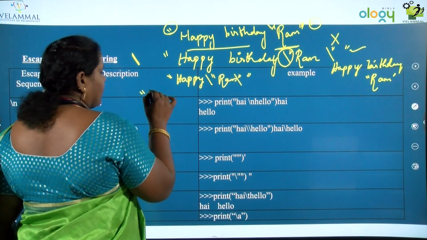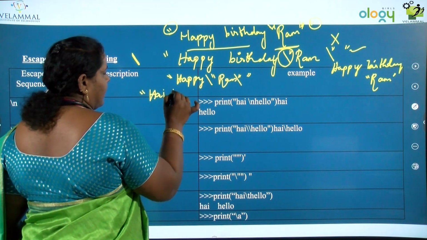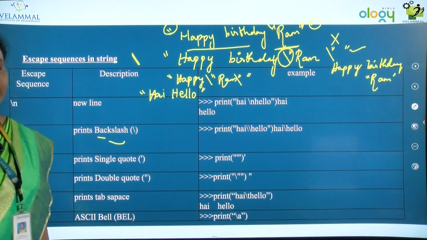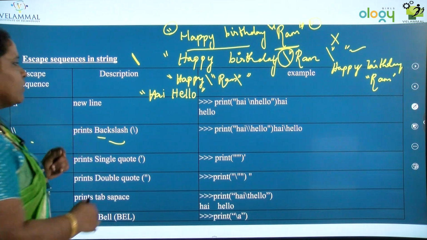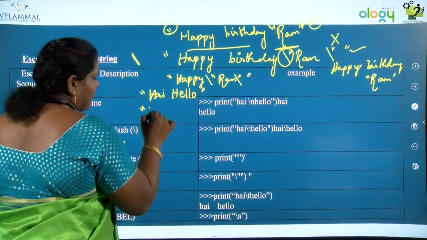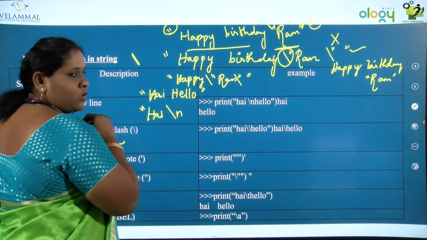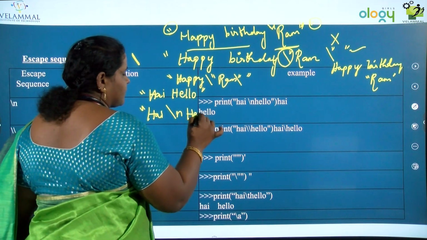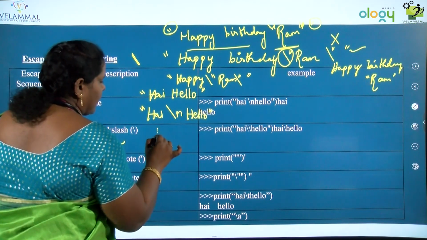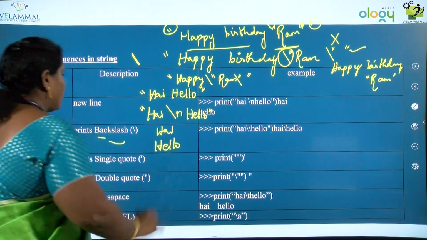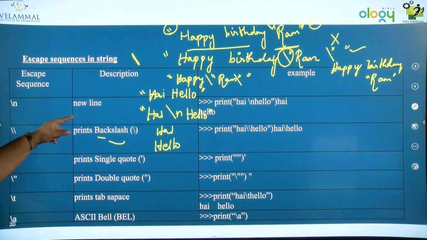Like I'm going to give hi, hello. Instead of a single line, I have to get it in two lines. So what can I do? Instead of giving it like that, you can give it like hi, backslash n, which represents a new line, and then hello. What will be the output you will get? Hi, and hello I'll get in the next line. So this is the process of how we can use escape sequences.